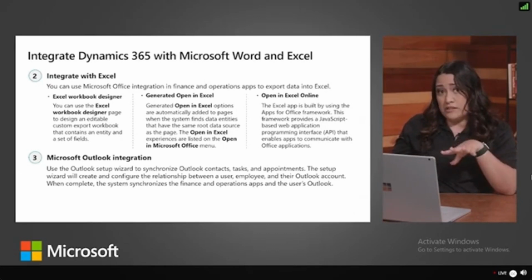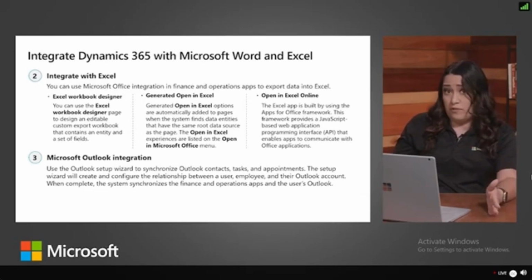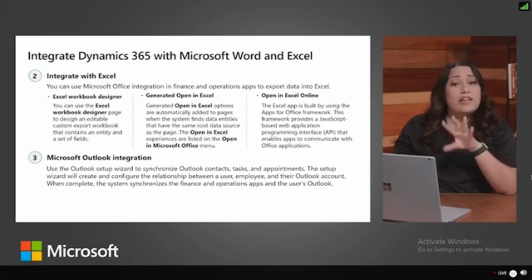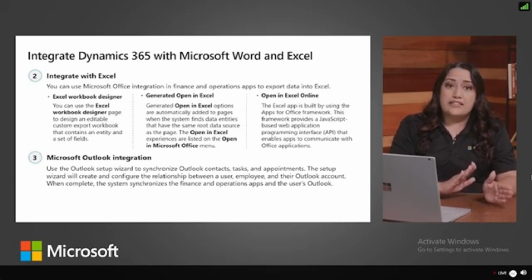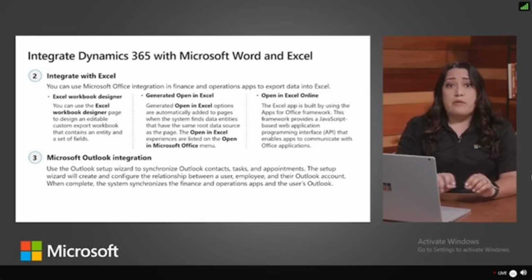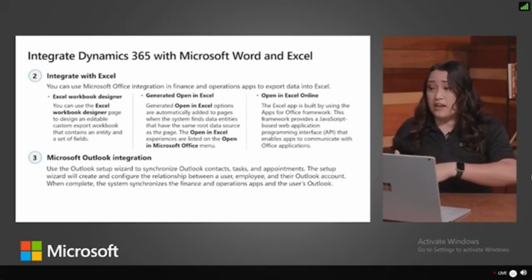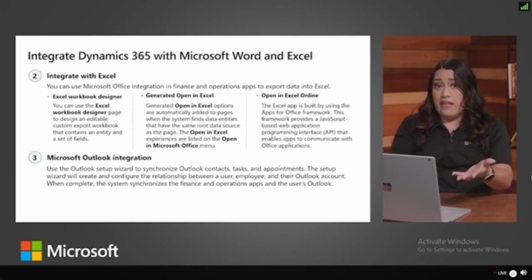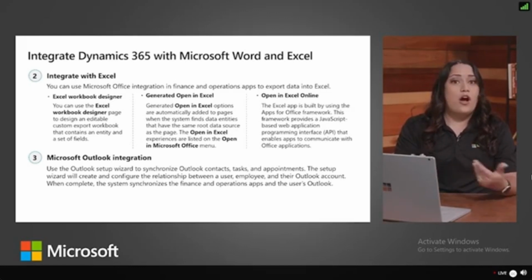And honestly, one of my other favorite integrations with the connector is the one with Microsoft Outlook. So when you're using the Outlook connector, you can actually sync your Outlook contact tasks, your appointments, and everything else with Dynamics. And there's a built-in wizard that will create and configure the relationship between the user, the employee, and their Outlook account. And that way, if there's any new activity that's been created in Dynamics, it's going to show you how to create that task in Outlook automatically.